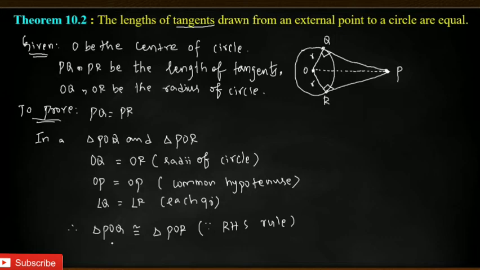So after this, by CPCT, the length PQ is equal to PR. CPCT means corresponding parts of congruent triangles. By CPCT, we got PQ equal to PR. That is what we needed to prove. I hope you understand this. Please make a note.